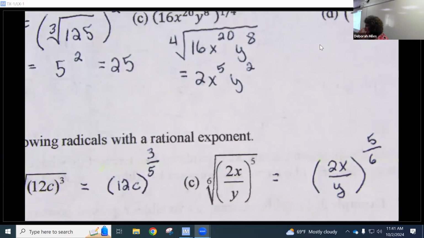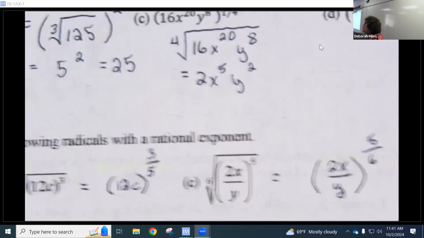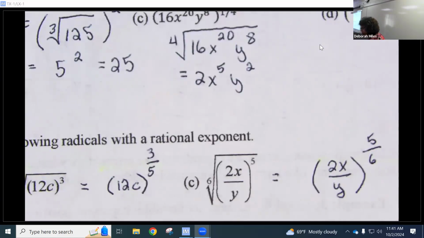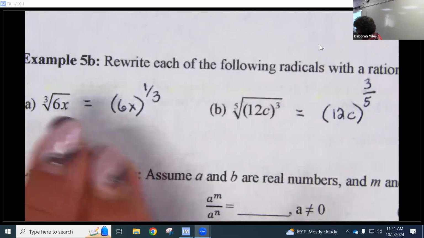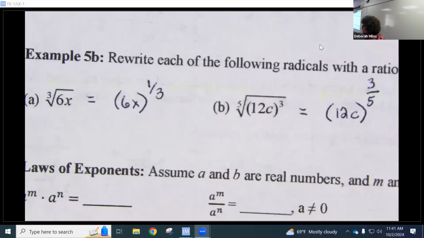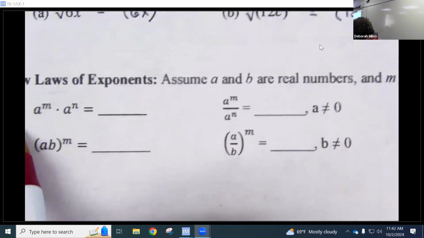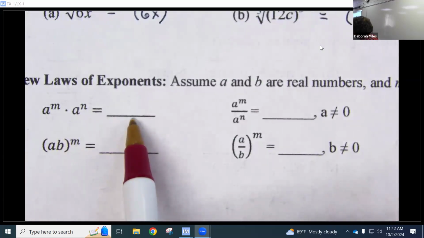All right, now back to that sentence I started, the beautiful thing about this. I realized I wasn't ready for that sentence yet. The beautiful thing about this is if we can change radical expressions to expressions with exponents, we already know exponent rules. Let's just review the exponent rules. When you multiply two expressions with the same base, what do you do with their exponents? You add them.